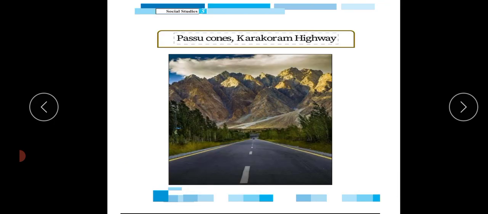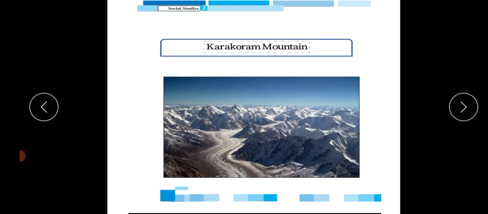Now let me show you some of the pictures of Karakoram range. Now this is picture of Pakistan's Karakoram highway, which is also a tourist attraction not only for the local people but for the foreigners as well. And this is the picture of Karakoram mountain range.